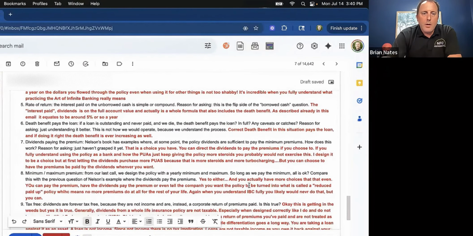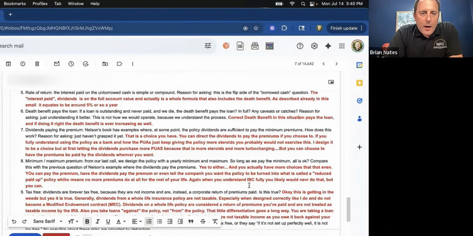Okay. All right, dividends, paying the premium. Nelson Books has example where at some point the policy dividends are sufficient to pay the premium. That's correct. The minimum premiums, sometimes even the maximum premiums. How does this work? Just for clarity, that's a choice you have. Like you literally, you own the policy. You have access to do whatever you want. It is yours.